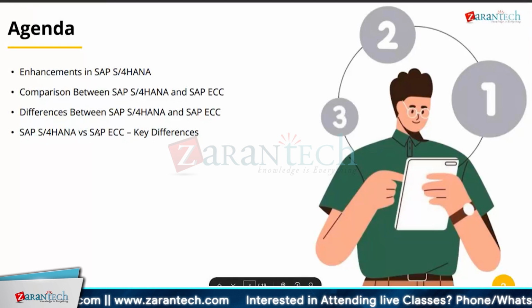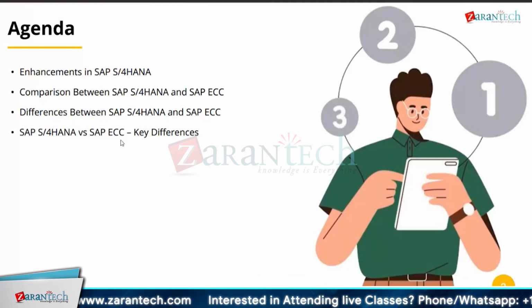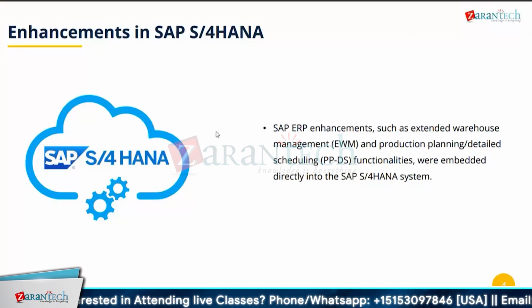I mean, it's not a repeat topic, but this is something which is really a key thing for us when we move to S4HANA. So we need to make sure that we are adhering to this. So the enhancements in SAP S4HANA. As we talked about, in ECC, we used to have multiple boxes for EWM, for BW, and for multiple different things. But in SAP S4HANA, this was all embedded into one system. So now you will just have one SAP S4HANA system.